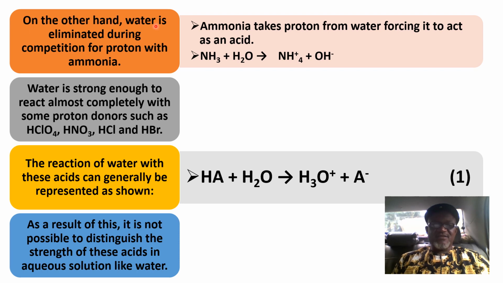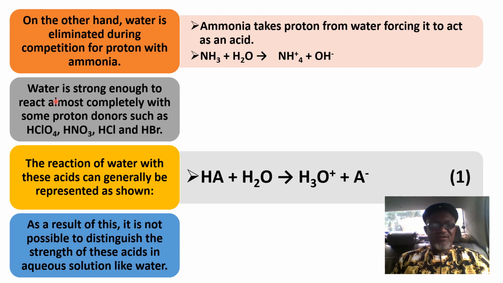Again, on the other hand, water is eliminated in the competition with ammonia. Look at it. Ammonia is competing with water. Ammonia now collects hydrogen, the same thing water did to Cl- there. Ammonia now collects hydrogen from here and forms NH4+. So you see, ammonia takes proton from water, forcing it to act as an acid.